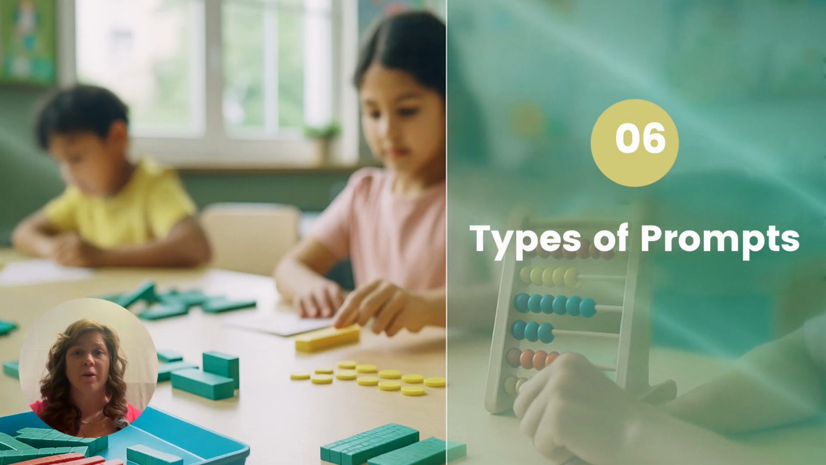Now we're going to move into one of the most important parts of this training, types of prompts. As RBTs, prompting is something you will use constantly throughout your sessions. Whether you realize it or not, almost every time you help a learner respond correctly, you are using some form of a prompt. At a basic level, prompts are extra cues or assistance that help a learner engage in the correct response. The goal is to increase success and reduce errors while a skill is still being learned.